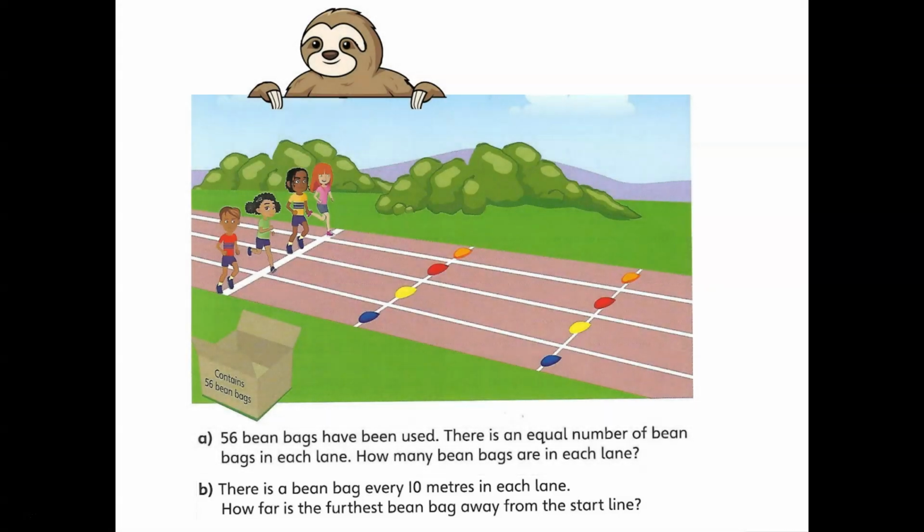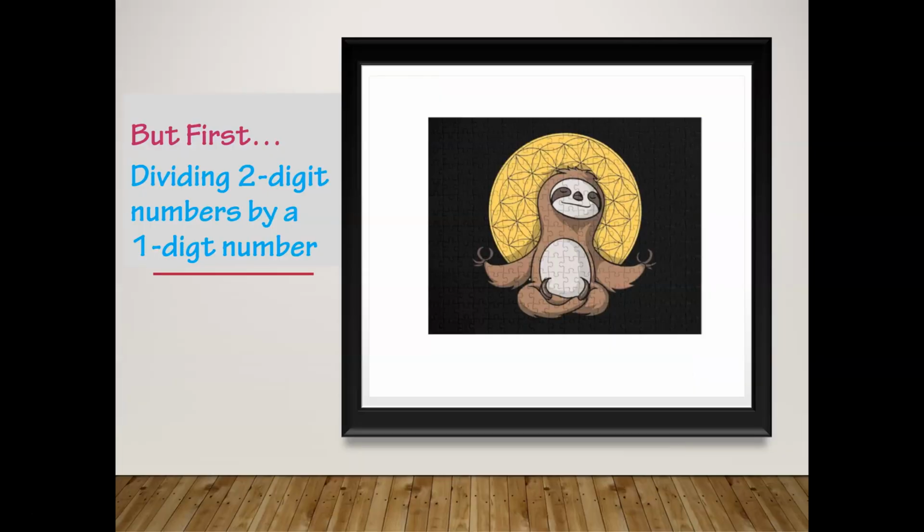You can pause the video and have a go at solving Greg's puzzle. Once you've had a go, put your answers aside and we'll revisit at the end of the tutorial. Now we are ready to focus on our learning today. Today's learning objective is to divide 2-digit numbers by a 1-digit number using the formal method.